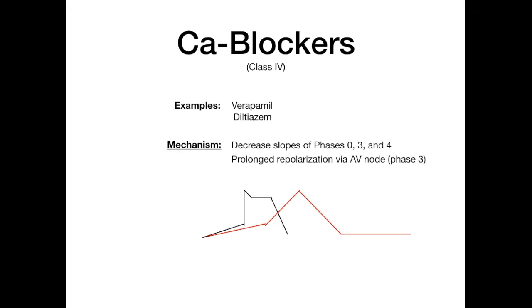There's a lot going on. It's 0, it's 3, it's 4, it's AV nodal, blah, blah, blah. I know that it's overwhelming, but let's keep things stupid and let's keep things simple. So these are calcium channel blockers, and calcium has 7 letters. What do you get if you add 0, 3, and 4? You get 7. So it decreases the slope of phases 0, phase 3, and phase 4.